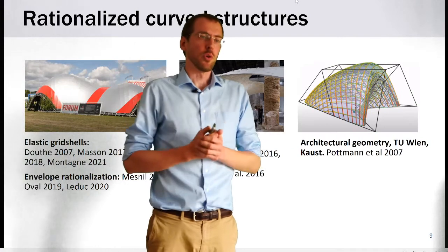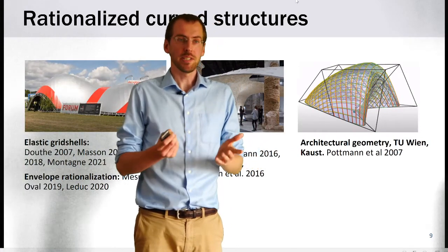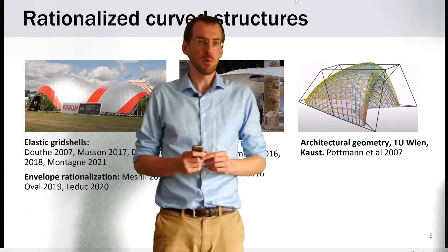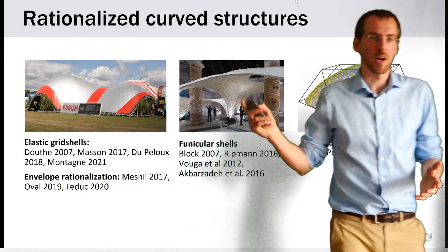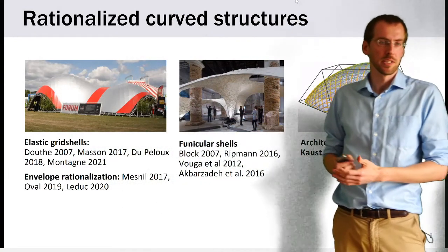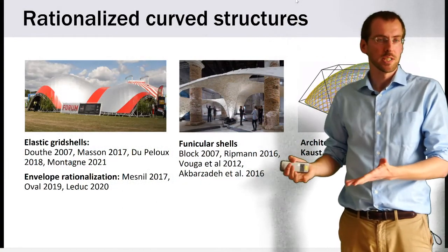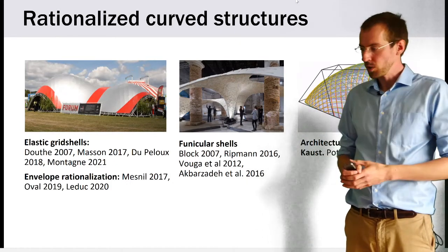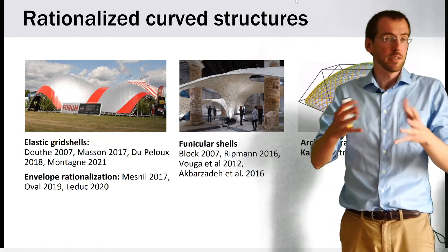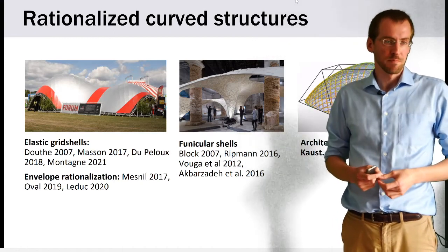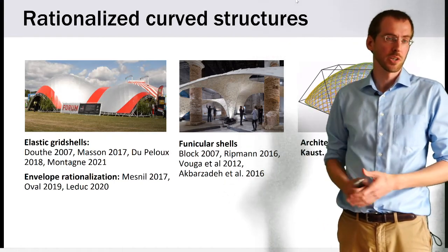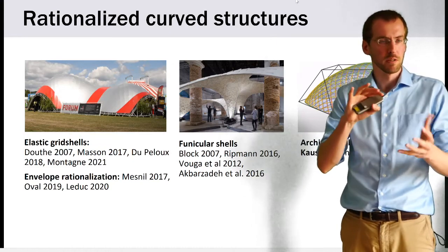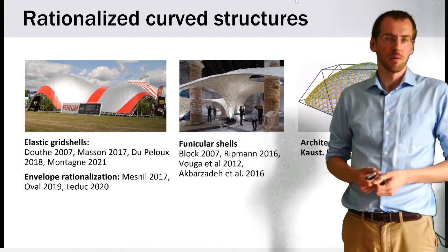So the research has started addressing the topic of rationalization a couple decades ago. For example, at the Navier laboratory, there has been significant work on elastic grid shells, which are lightweight structures that you can put in place without the need for temporary structures. There has been significant work on envelope rationalization, building with planar panels, for example.